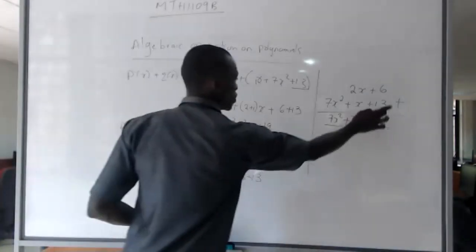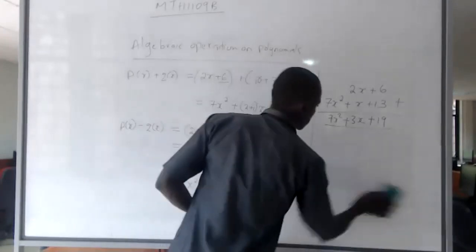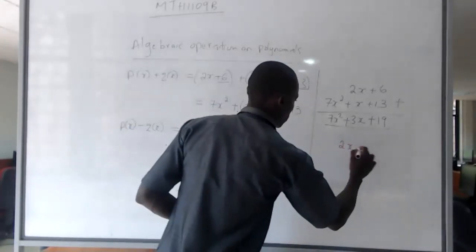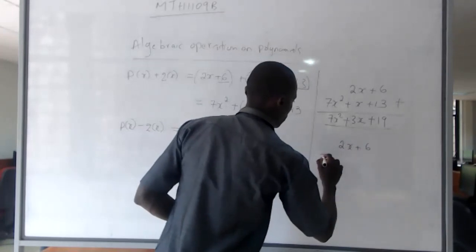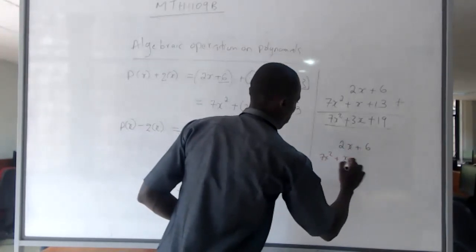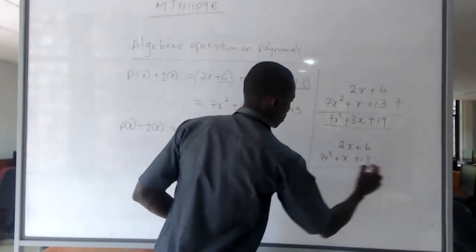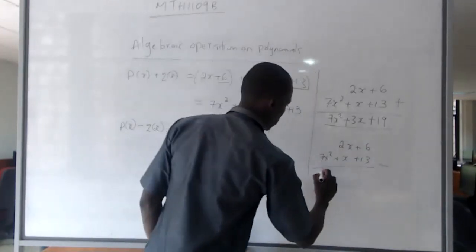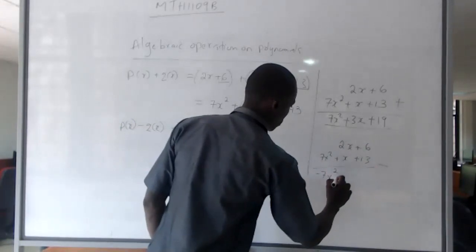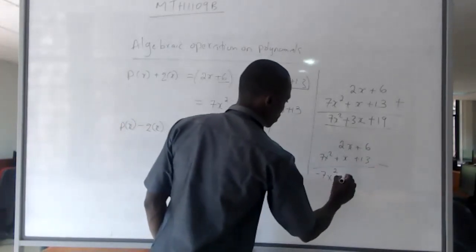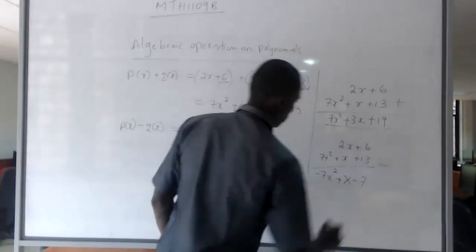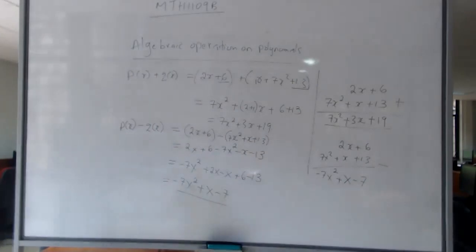We could do it like we did this one over here. So 2x plus 6, and then we have 7x squared plus x plus 13. Then we subtract. Of course, 0 minus 7 is minus 7x squared. 2x minus x is x. And then 6 minus 13 is minus 7. Same result.